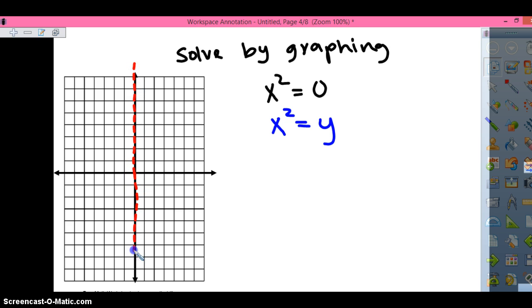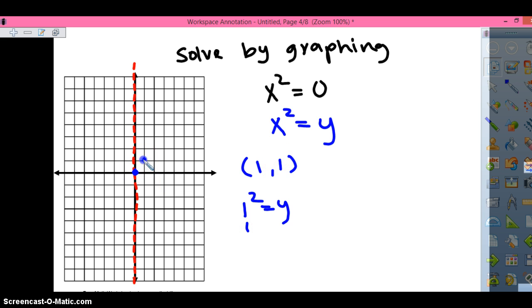So if the axis of symmetry would be 0, what would be the vertex? The vertex is 0. What would be the y-intercept? 0. So if we want to find when x equals 1, what would y equal? So we say 1 squared equals y. What would it equal? 1.